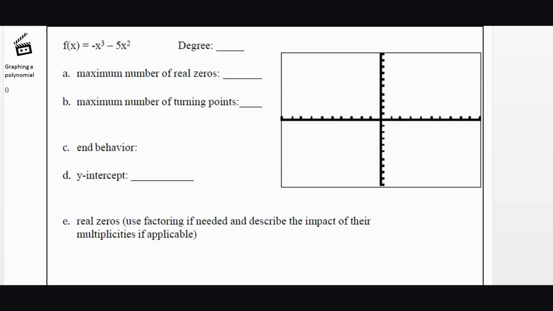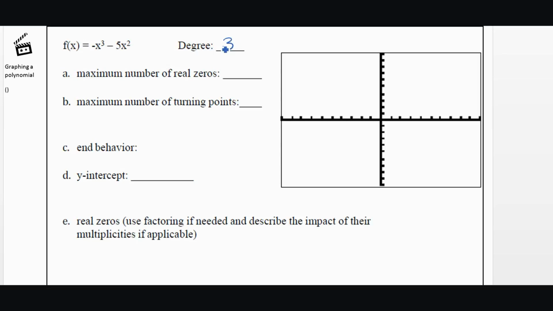Okay, we've got one last video for this section. We're actually going to put together everything we've learned in this section. So we've got this polynomial f of x equals negative x cubed minus 5x squared, and what we want to do is sketch a graph of it. The graph's not going to be perfect, but we want to use everything we've known to get an idea of it. Okay, so the degree here, the degree is the highest exponent, is 3.